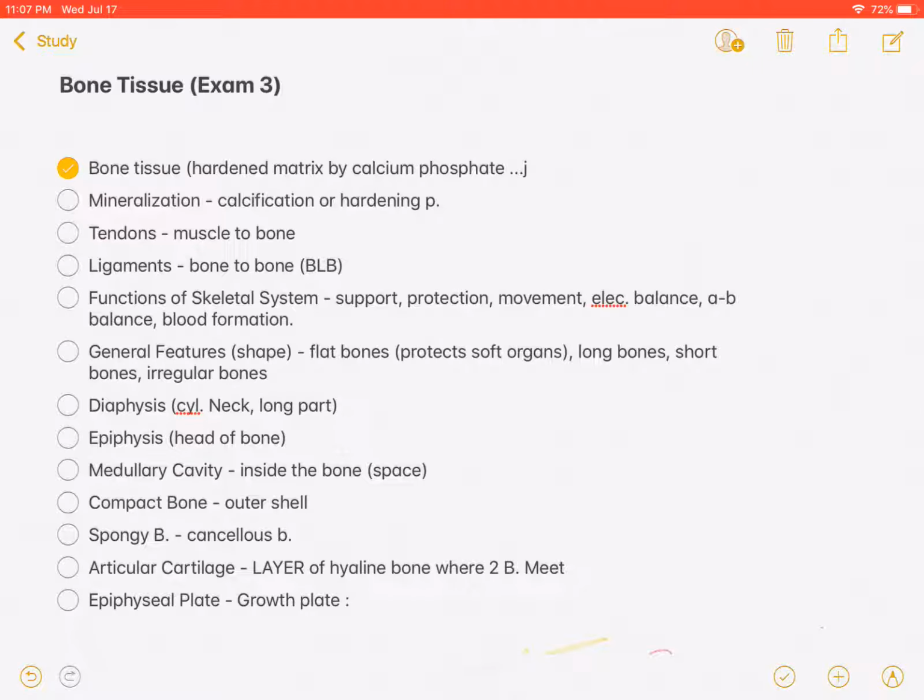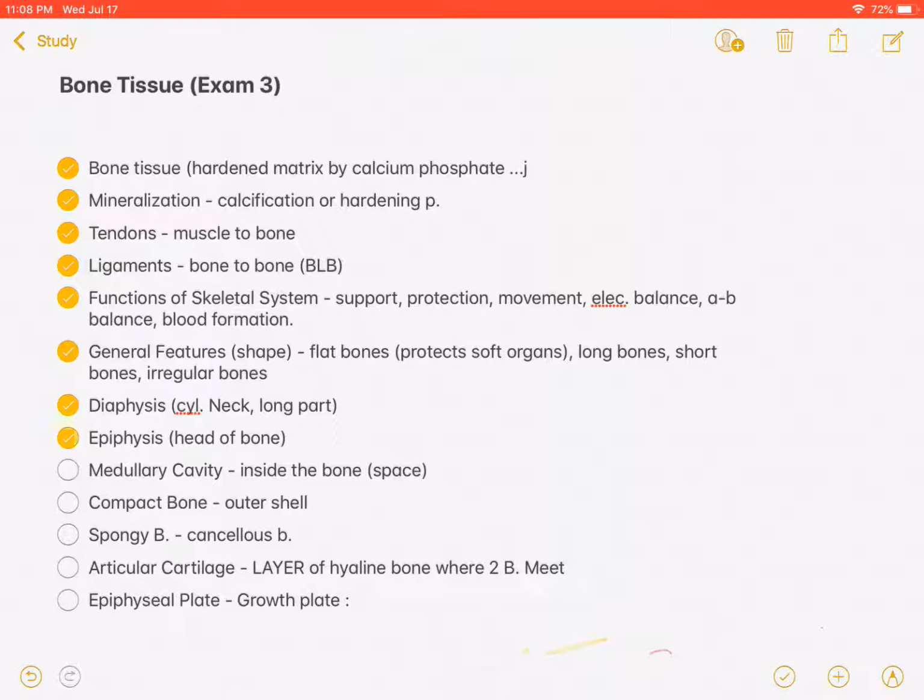Bone tissue is the matrix hardened by calcium, phosphate, and other minerals. Mineralization is the calcification and hardening of the bone. Tendons connect muscle to bone. Ligaments connect bone to bone. The functions of the skeletal system: support, protection, movement, electrolyte balance, acid-base balance, and blood formation. General features of the bone or shapes: you've got flat bones that protect soft organs, long bones, short bones, and irregular bones. The irregular bones are just bones that don't really fit in any of those categories.